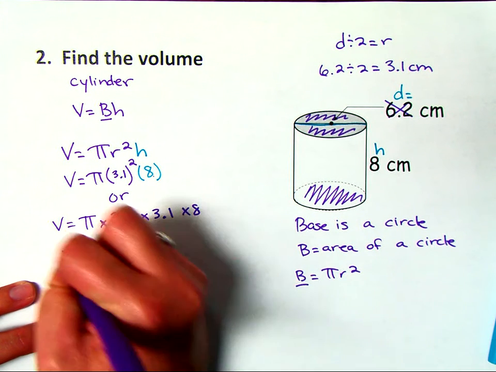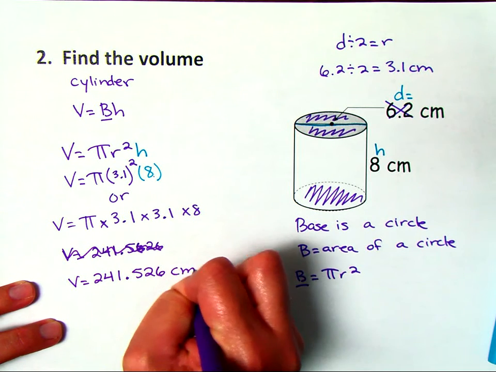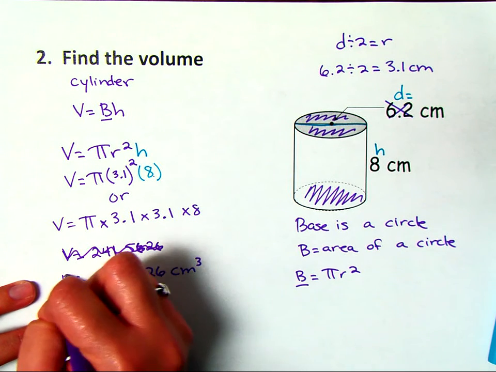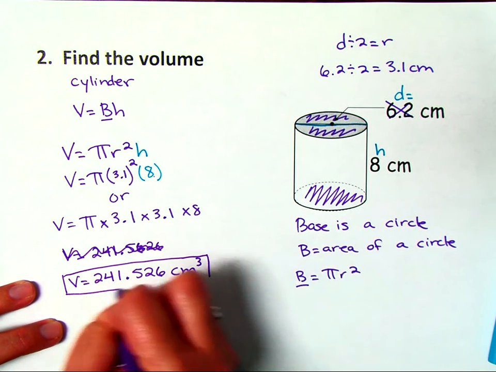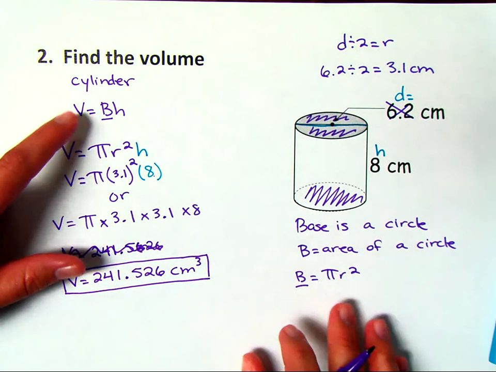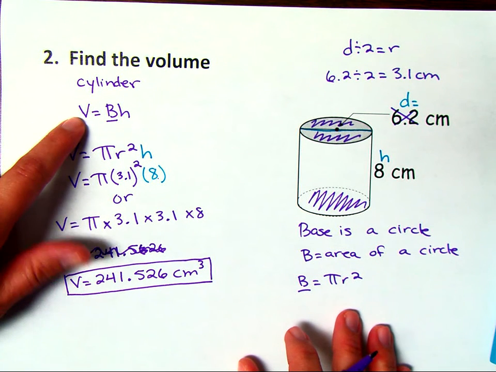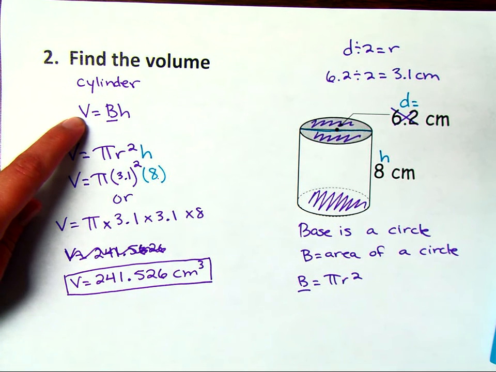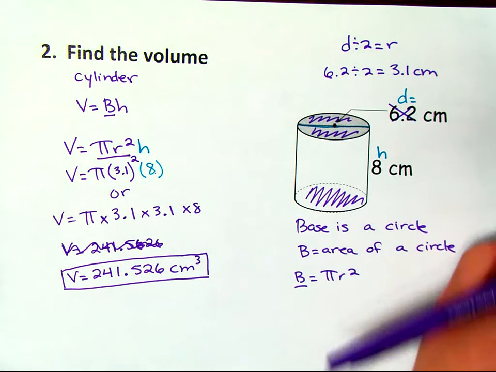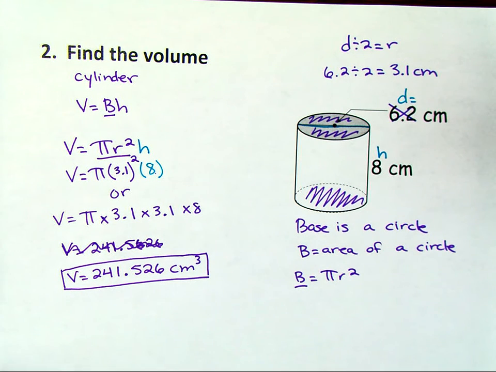241.526 centimeters cubed. I started to write my 6 instead of my 2 first. That's okay, that's why we double check our numbers. Okay? So again, volume of a cylinder is the same formula as volume of a prism. But we know that the area of the base is pi r squared because the base is always a circle in a cylinder.